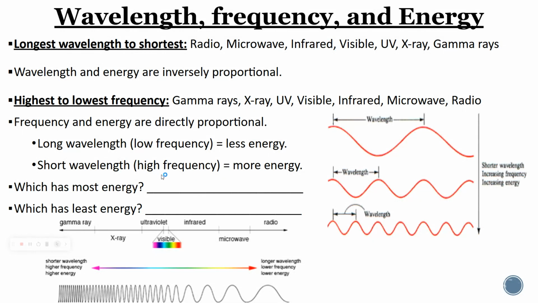Which color of light or which type of light has the most energy? Well, you have to think about which one is the shortest wavelength. From the shortest wavelength or highest frequency, it would be gamma rays. So gamma rays would have the most energy. Which have the least energy? Well, it's the one with the longest wavelength or the lowest frequency. The longest wavelength would be the radio waves, or the lowest frequency, again, the radio waves. So you should be able to classify light based on wavelength, frequency, and energy.